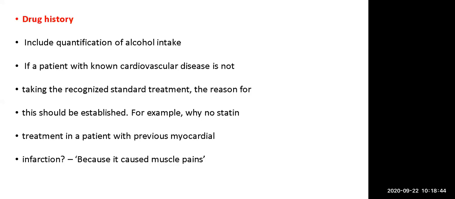What does it mean? It means when you ask the drug history, you should ask about the statin. The statin is used for treating cardiovascular disease. So you should ask what kind of drug did you use and why you stopped, or did you have some problems with these drugs and so on.